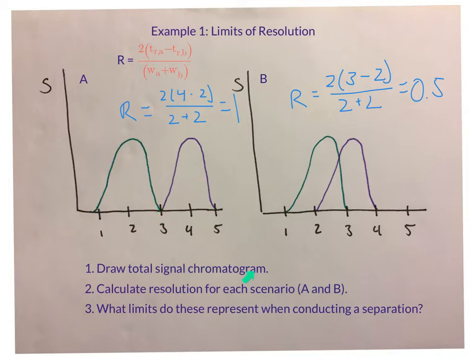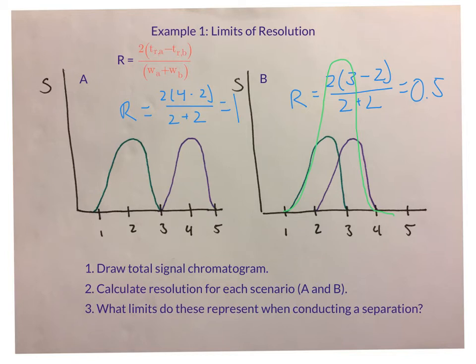But on the other hand, at the other limit, we're looking at a resolution of 0.5. And that's basically where we can't even tell that we've got two peaks anymore. Remember when we draw out our total separation here, our total signal chromatogram, we get one large peak, and it's very hard to discern that there were even two peaks under that peak with this resolution of 0.5. Anything less than 0.5 can't be calculated.